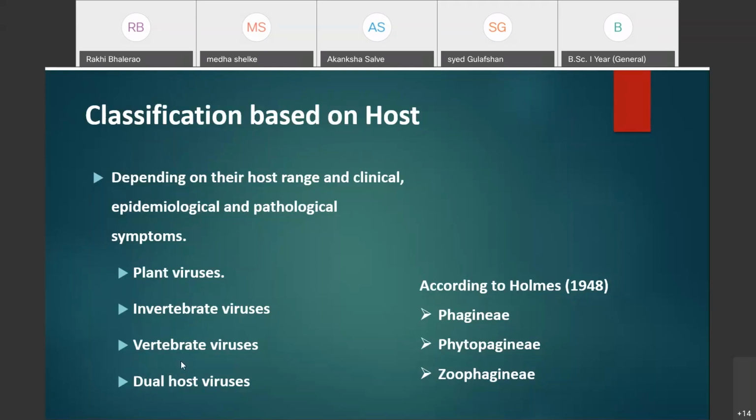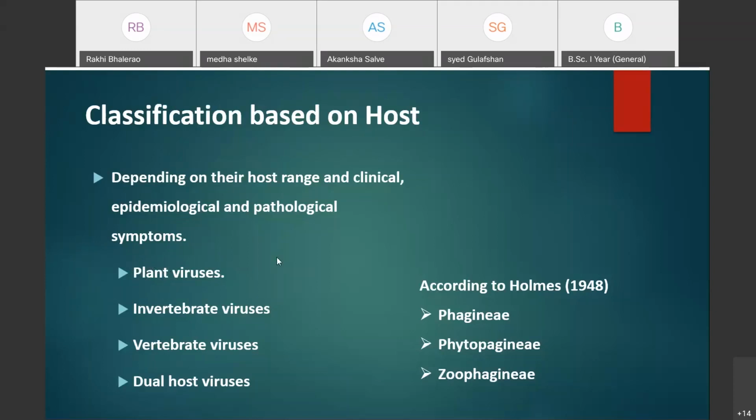Dual host viruses, this group includes those viruses which are infecting two different hosts, that means the invertebrate animals and the vertebrate animals. In the plant viruses, all the viruses which are infecting algae, fungi, and also the bacteria are included. Remember that the viruses which are infecting bacteria, algae, fungi, and higher plants were all included in the plant viruses earlier.